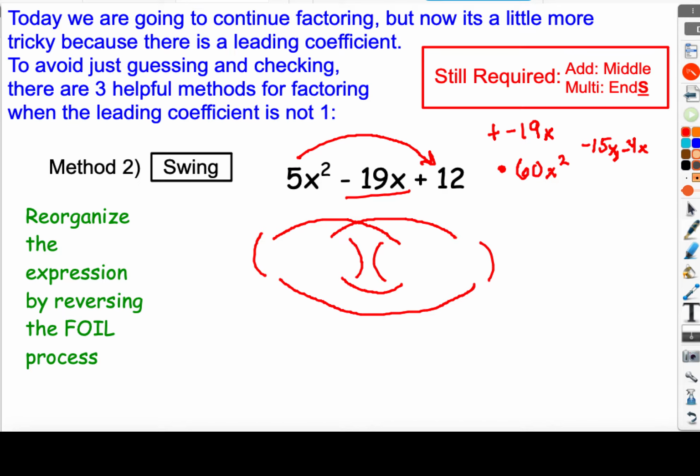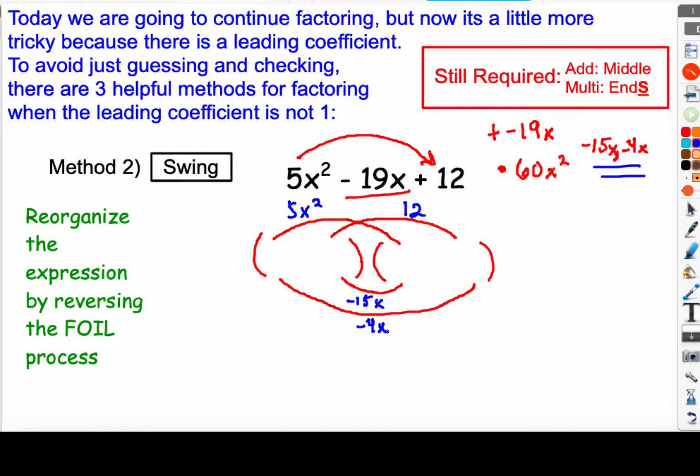And what we want to remember is the firsts always gave us that 5x squared. The last, the number times the number, the second portion of each one of these, always gave us the 12. And then on the inside and the outside, that's what needs to add up to negative 19. Well, that's where we're going to take advantage of the numbers we already found. I'm going to go ahead and put negative 15x right here, and I'm going to put negative 4x on that bottom line, that bottom swing as I call them, as we go.